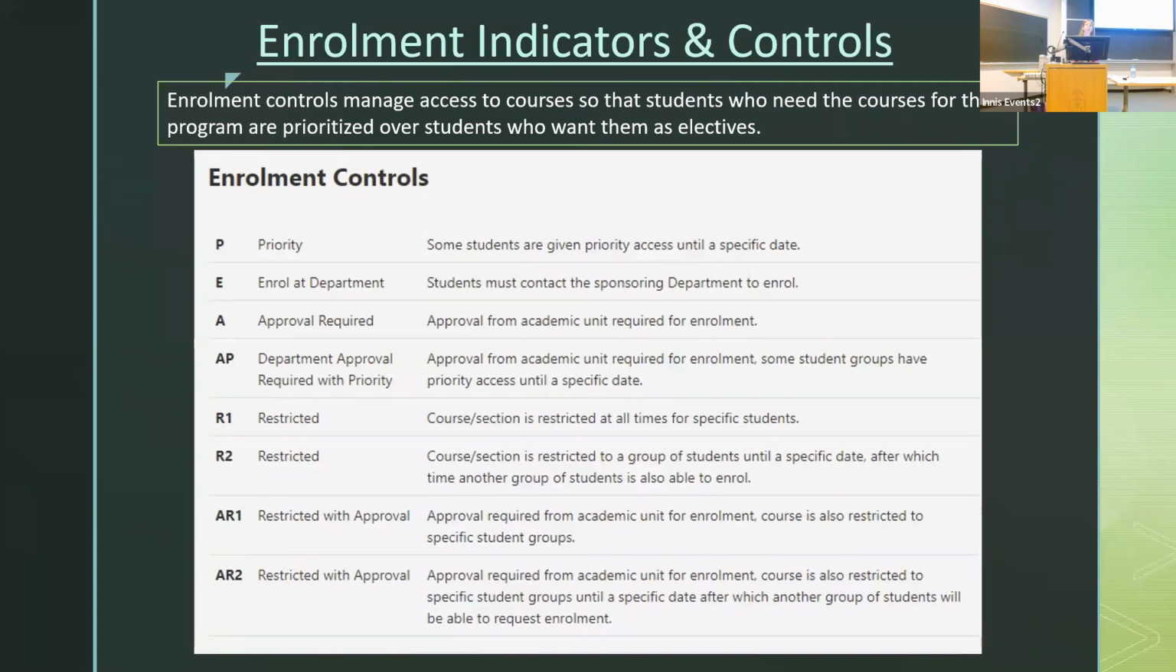Okay, all right, enrollment controls. This is a complete list of enrollment controls, but really the ones you run into most often as a first year student are P for priority, E for enroll at the department, which means that for some language courses, you need to go and take a test there at the department. I think many of the East Asian Studies courses are language courses, are E courses. Some of the WISE programs courses are also E courses and are restricted. Restrictions never go away. Priorities get lifted this year as of July 29th.